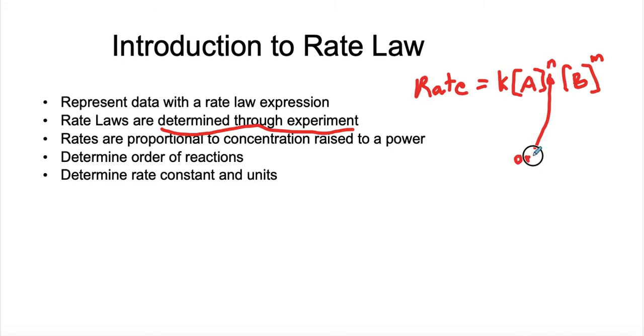You can have first order, second order, third order reactions. You can even have half order reactions. So we talk about order of reactions. And then you would need to be able to determine the rate constant, which is your k, and be able to get the units of the rate constant by using math and unit analysis. So that's the rate law.